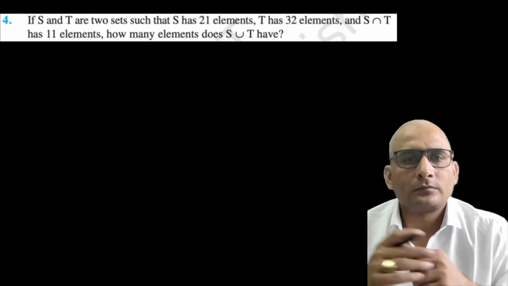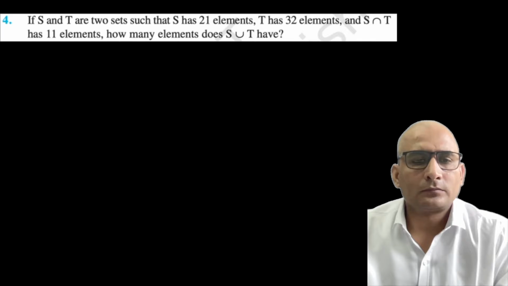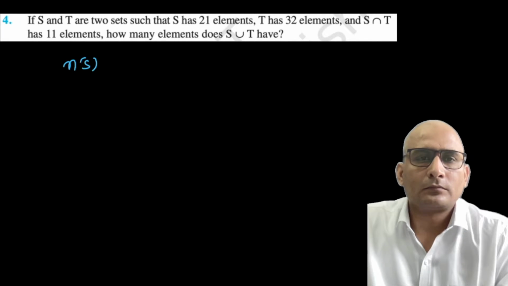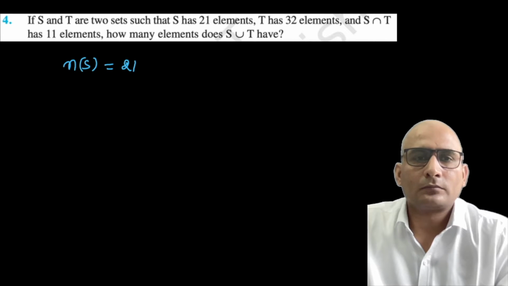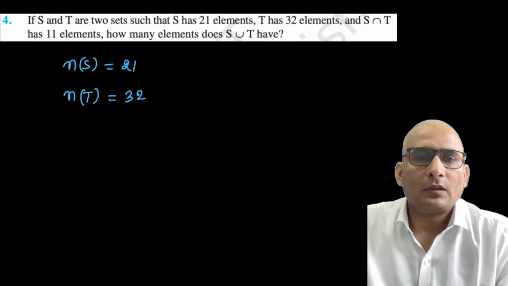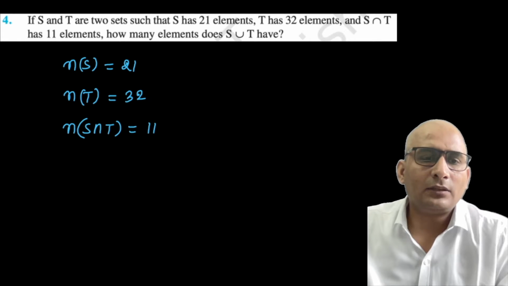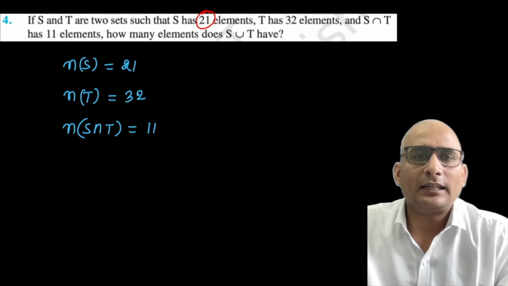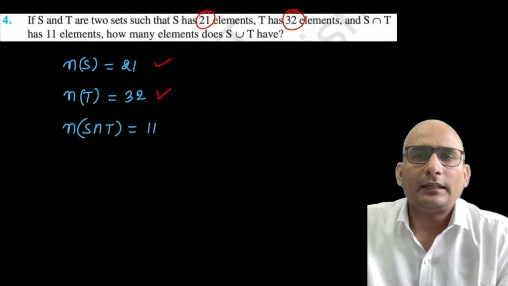If S and T are two sets such that S has 21 elements, T has 32 elements, and S intersection T has 11 elements, how many elements does S union T have? Okay, let me explain this to you. Look at the given data. In the question, 21 is given in S, 32 in T, and 11 in S intersection T. So this is given in the question.